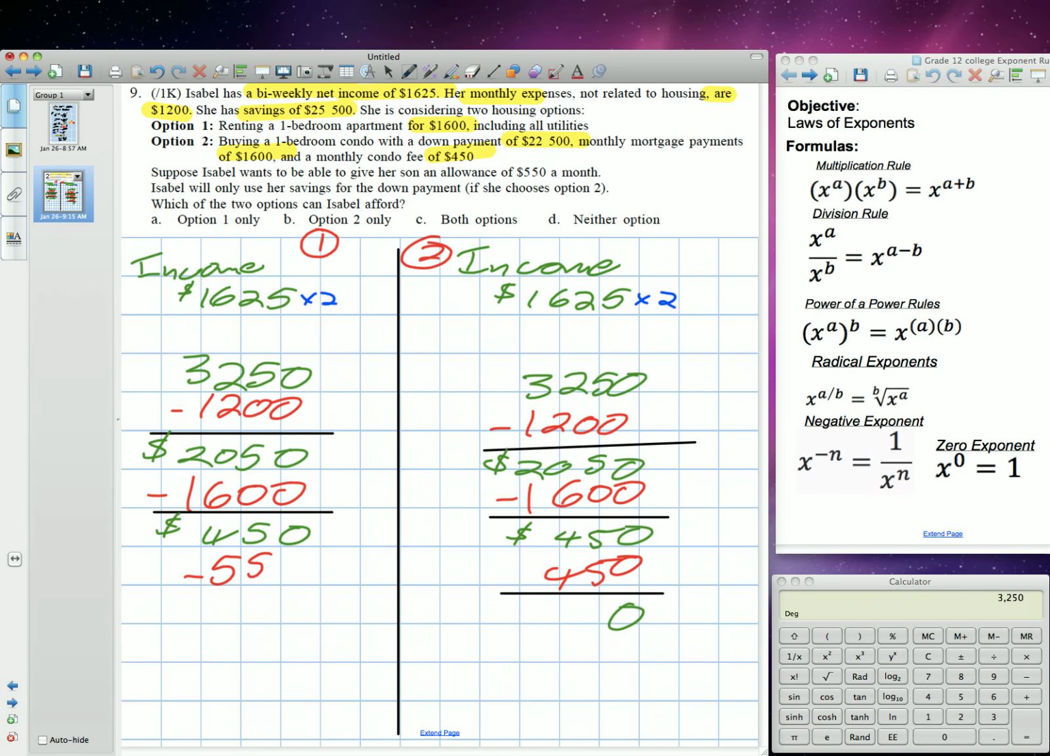Well, she now all of a sudden has to pay her greedy child $550 a month. That is unbelievable as an allowance. What did he do? I might have got that a year.